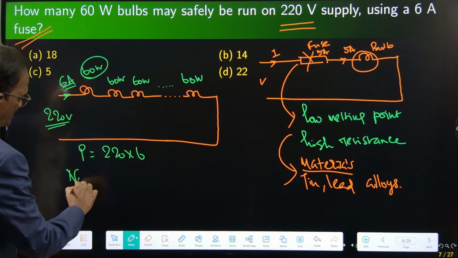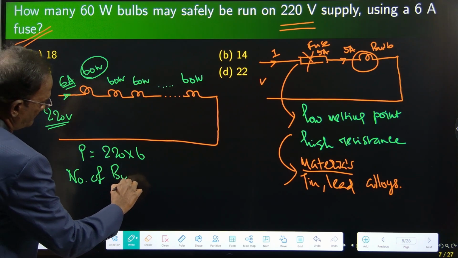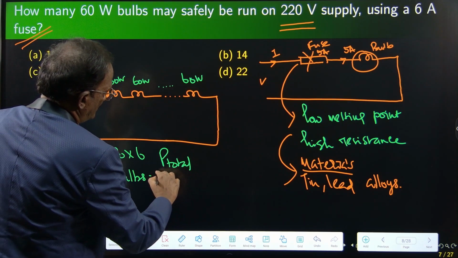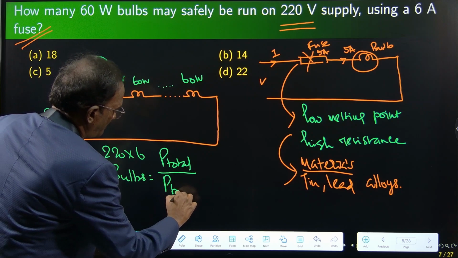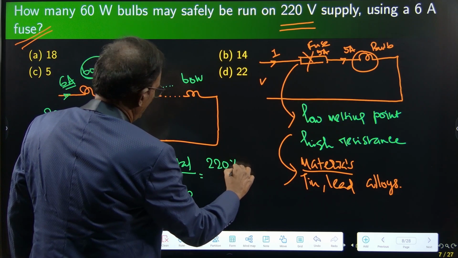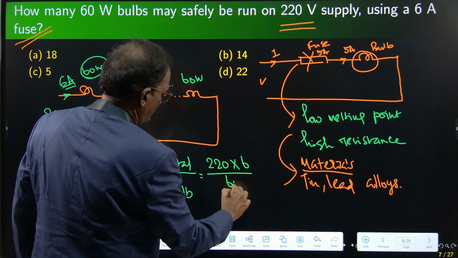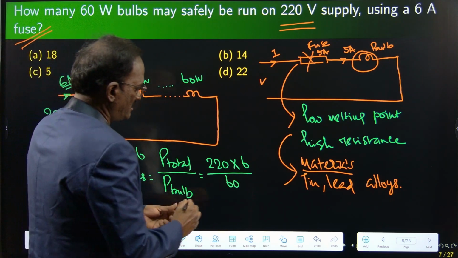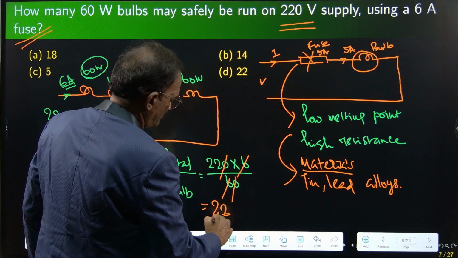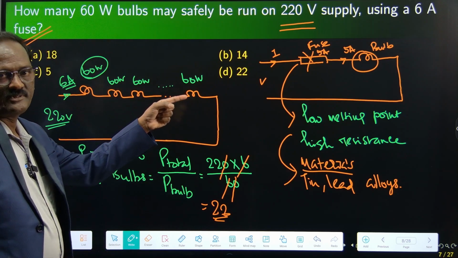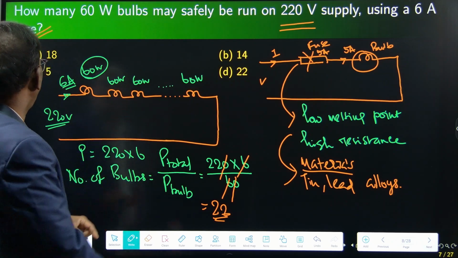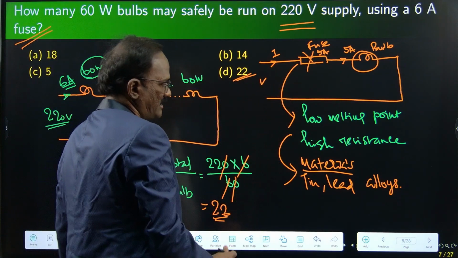Then the number of bulbs is equal to total power divided by power of the bulb. Total power is 220 into 6 divided by power of the bulb, 60 watts, right? So this is 0 and this is 6. 22 is the answer. 22 such bulbs can be connected in the circuit which can be operated safely. The answer is 22.